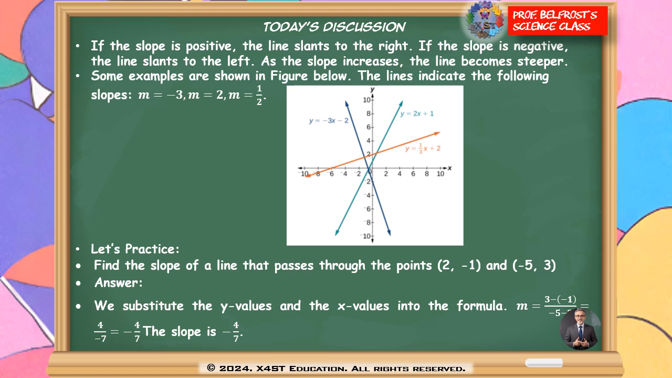The first one is for the slope of a line that passes through the points (2, -1) and (-5, 3). This is actually very easy. We just need to substitute the values into the previous equation, and it gives us the slope is -4/7.